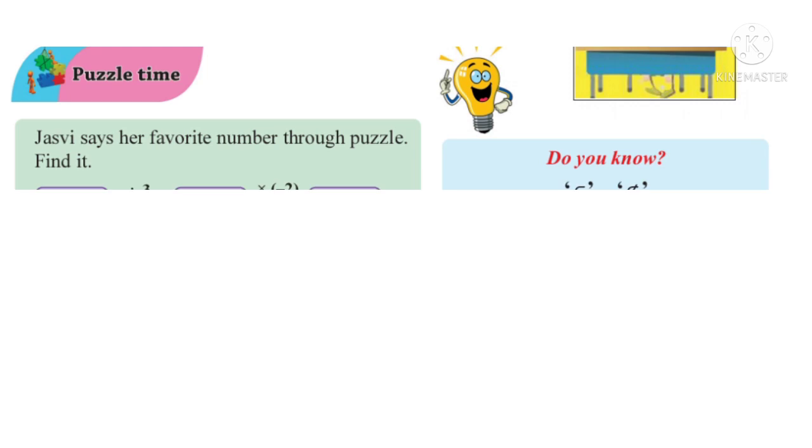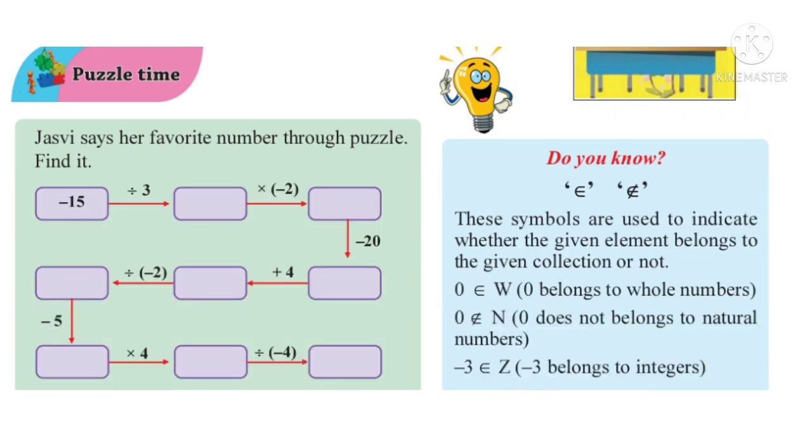Now last, puzzle time. Here Jasmine says her favorite number through a puzzle. Find it. Minus 15 divided by 3, we get minus 5. When multiplied by minus 2, we get 10. 10 minus 20, we get minus 10. Minus 10 plus 4 gives minus 6. Minus 6 divided by minus 2 gives 3. 3 minus 5 gives minus 2. Minus 2 multiplied by 4 gives minus 8. Minus 8 divided by minus 4 gives 2.